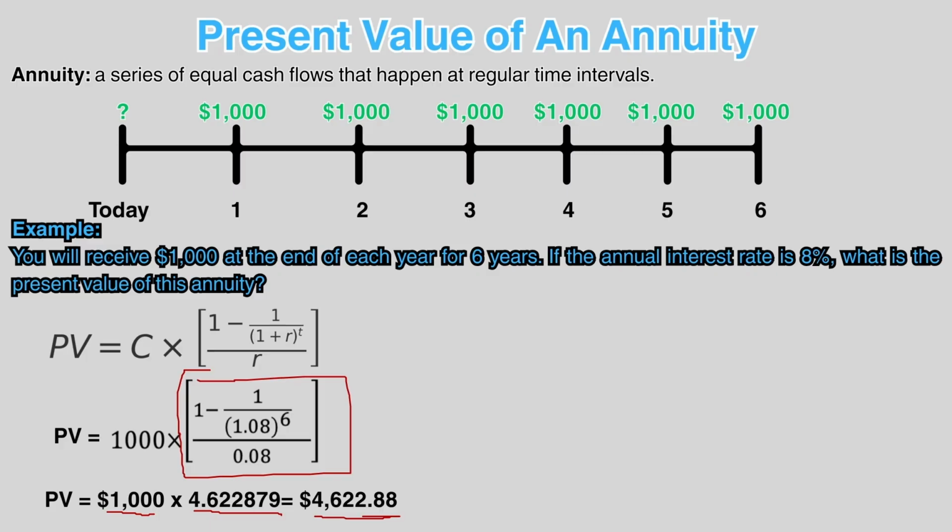This formula is just a lot easier to work with, because again, if this wasn't 6 years and this was 30 years, this formula would get you the same answer as doing it the long way, but you can do it in the same amount of time as you did this question.